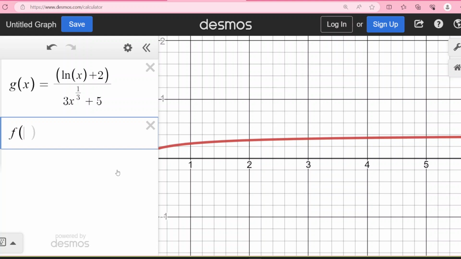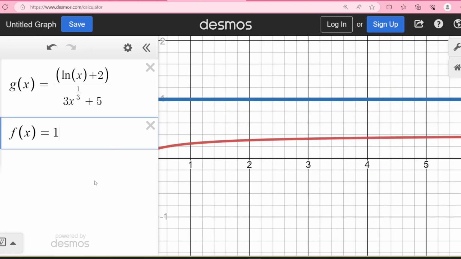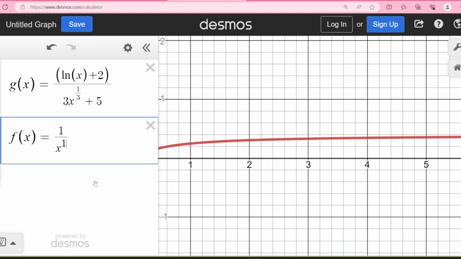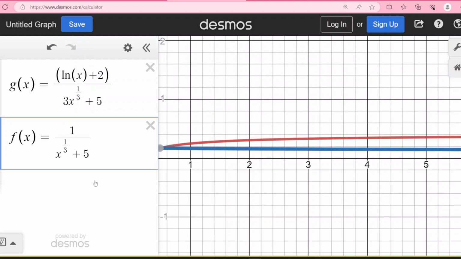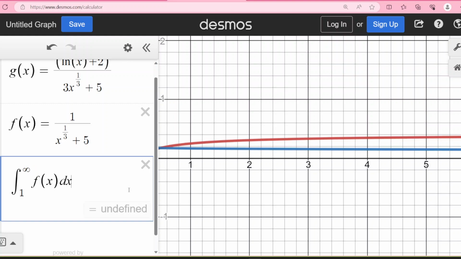All right, and then I think the smaller one is going to be the other one. So that equals just 1 over the cube root of x plus 5, 1 over x to the 1/3 power plus 5. Yeah, so the one we started with was larger. This one's smaller. And we actually saw one like this earlier. The integral from 1 to infinity of this smaller function that we're supposed to be comparing to is actually divergent.